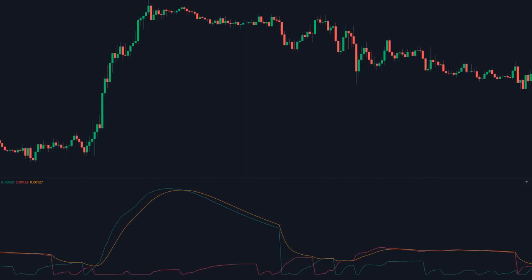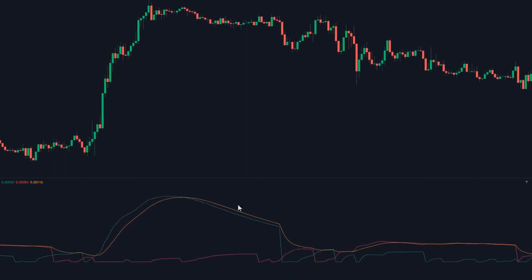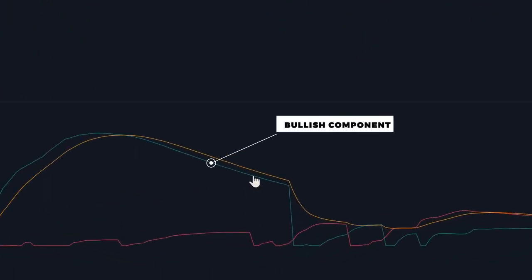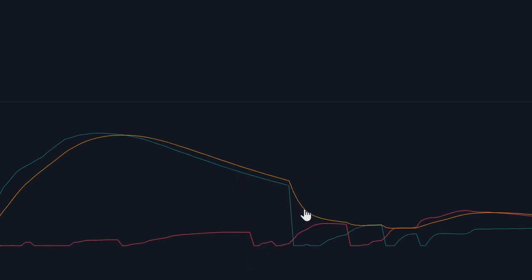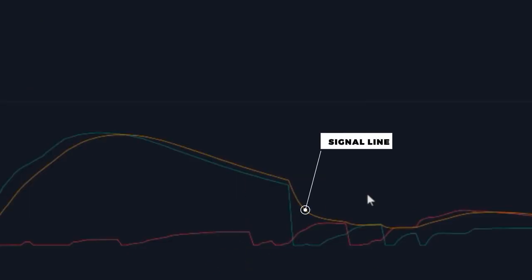This indicator is super simple. As you can see, it's composed of three components: the green, red, and yellow lines on the chart. The green line is called the bullish component, the red line is the bearish component, and the yellow line is the signal line.